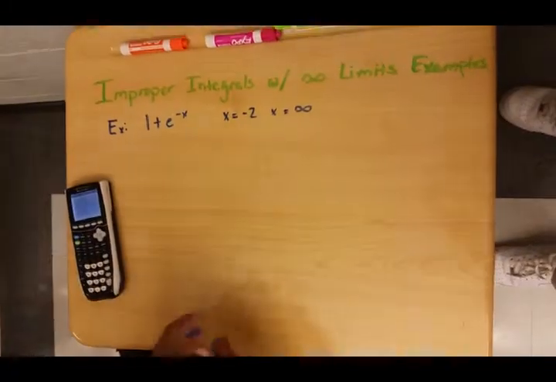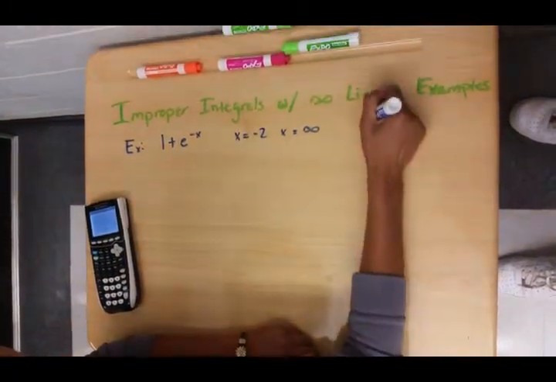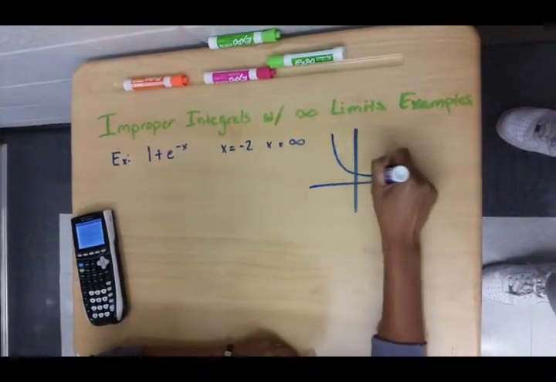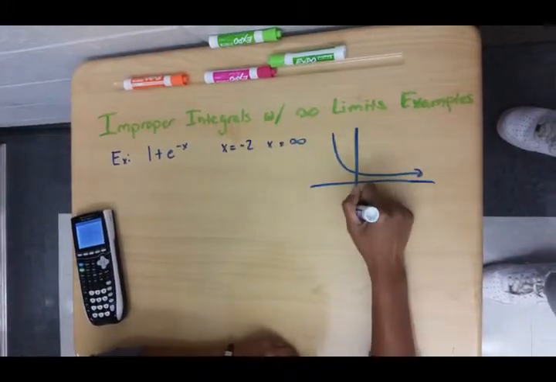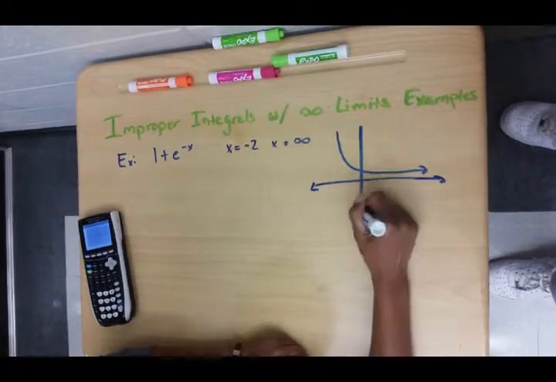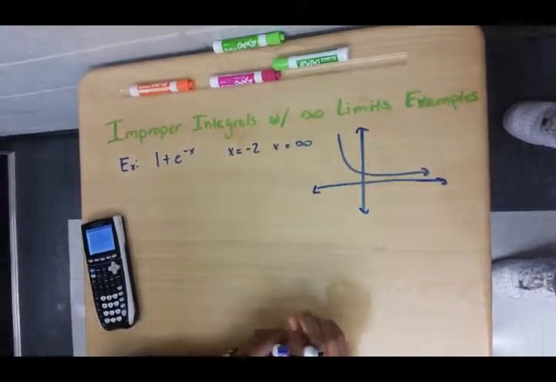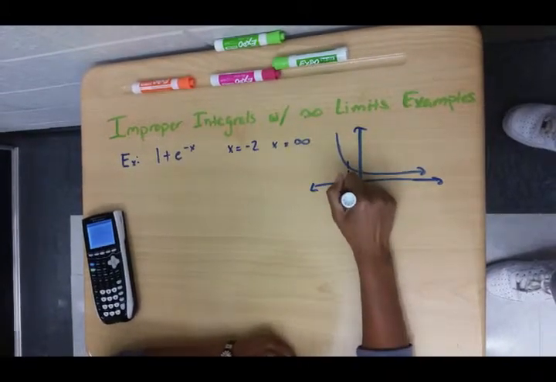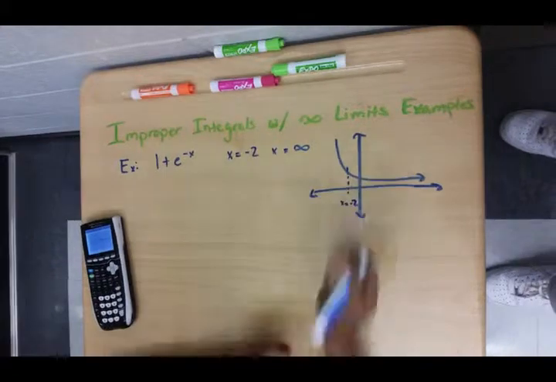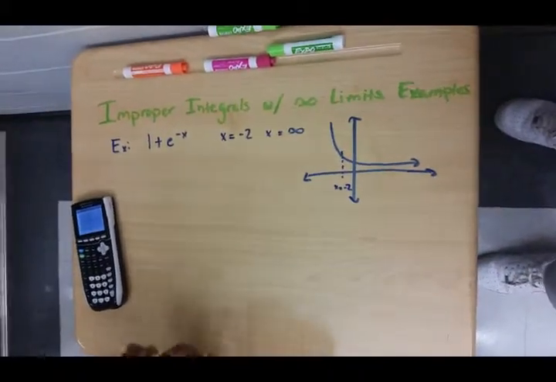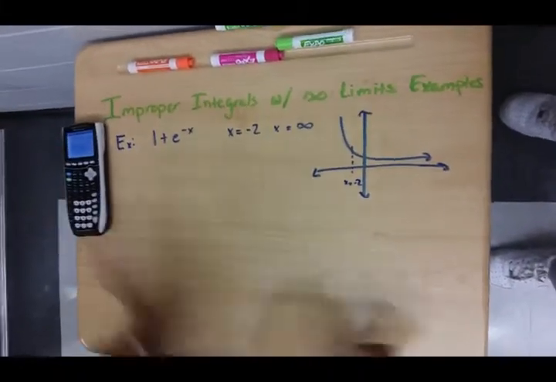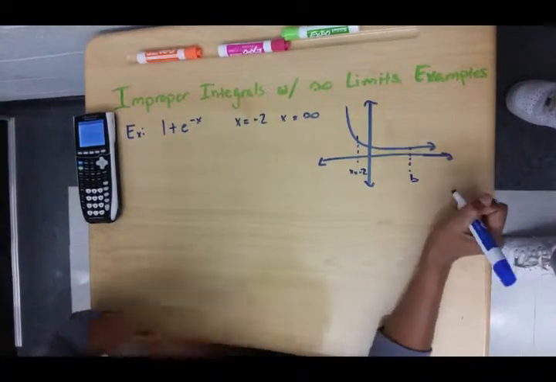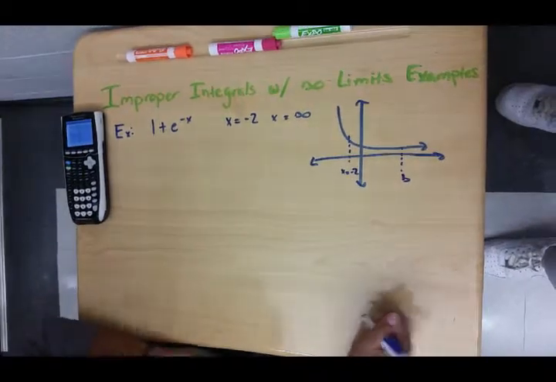Okay, so I'll draw that as a little picture over here, so you guys can remember what the graph kind of looks like. And this is honestly a very similar graph to the ones in the examples. Let's just say x equals negative 2 is right about here. In infinity, like I did in the examples, I'm going to put a b here. Make it the limit as b goes to infinity. So let's go ahead and write that integral.